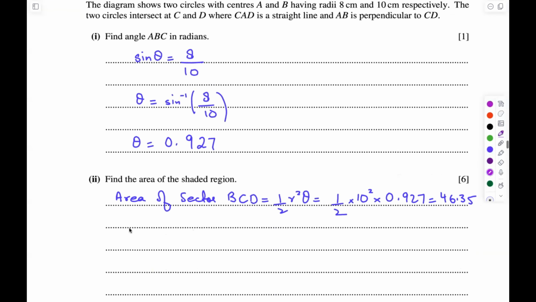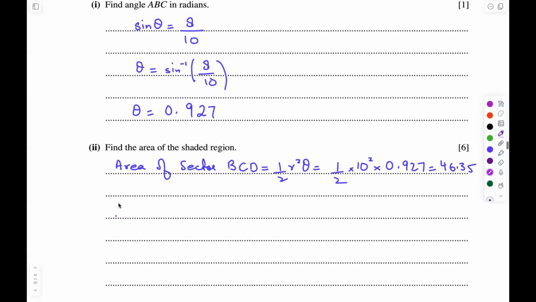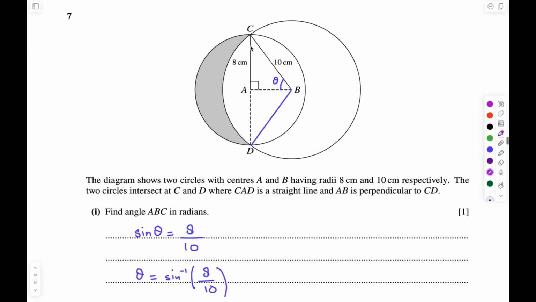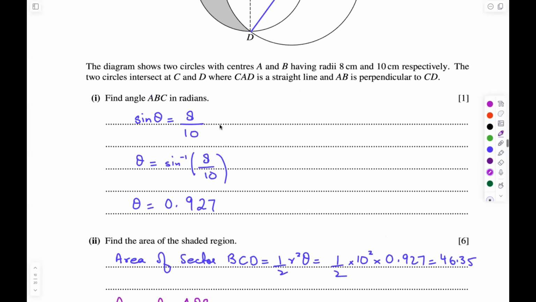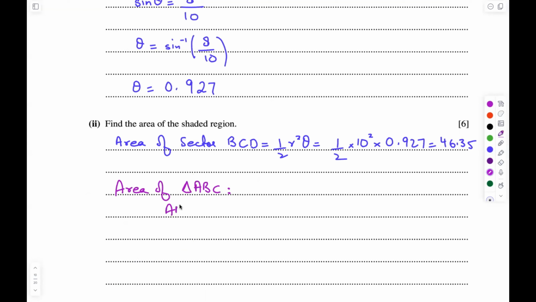Now finding the area of this triangle ABC. For the area of triangle ABC, we can apply half base into height. As this length is 10 and this is 8, applying Pythagoras theorem, we can find the length of AB, which is the height. So AB squared will be equal to 10 squared minus 8 squared, which is equal to 36. The square root of 36 will be equal to 6. So AB will be equal to 6.